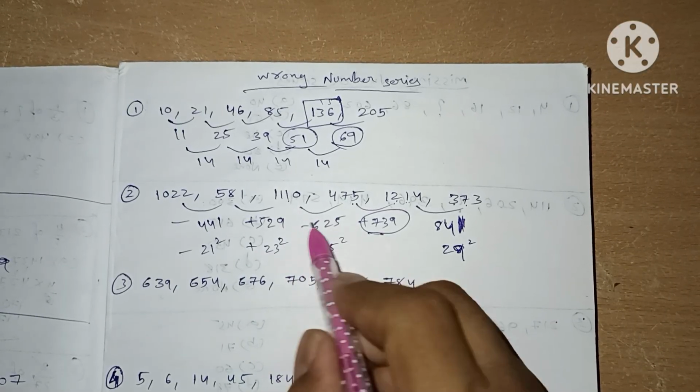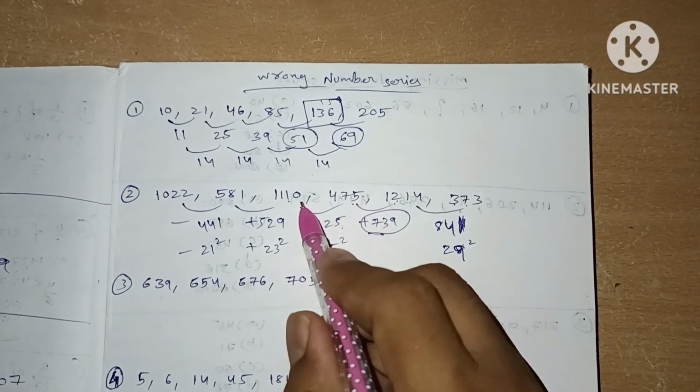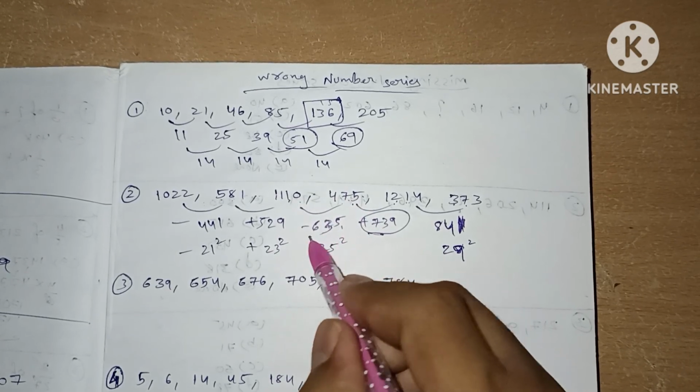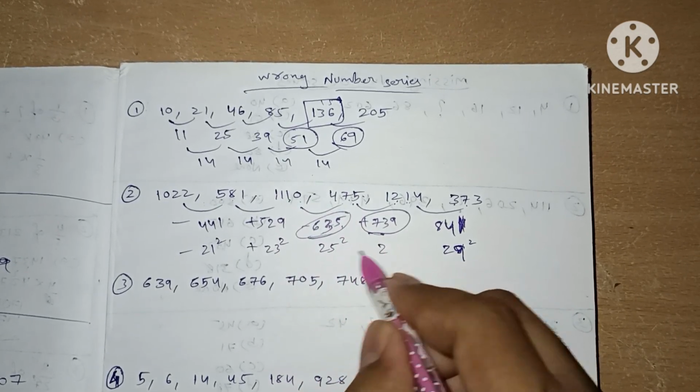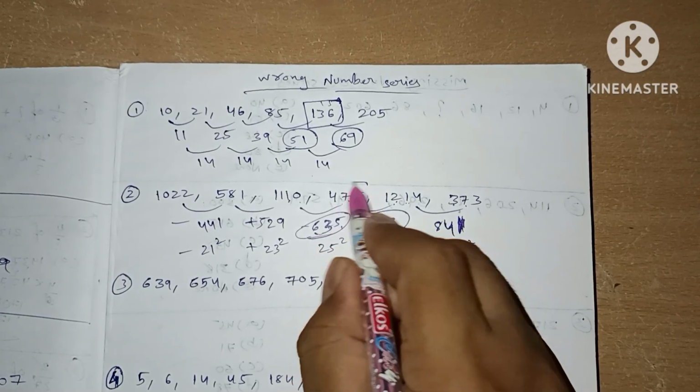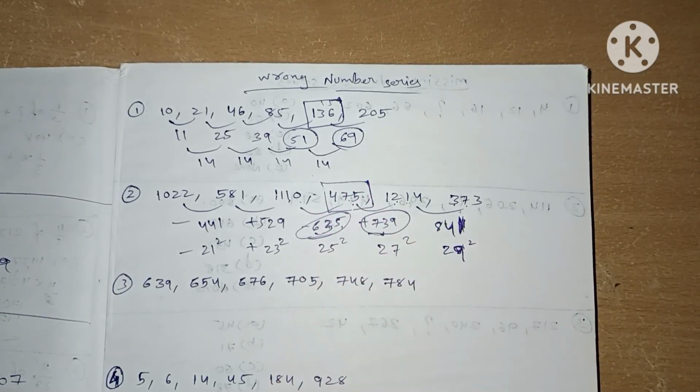This is wrong. Here the difference is 5. 0 minus 7, 3. Okay, it is 3, 635. This is also wrong. So it must be 7 square, 27 square. So these two are wrong, means this is in between them. This is our wrong number.